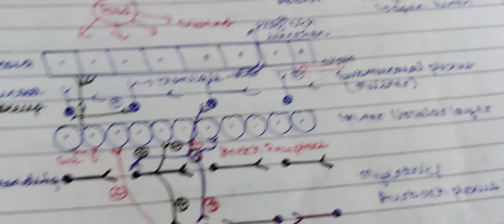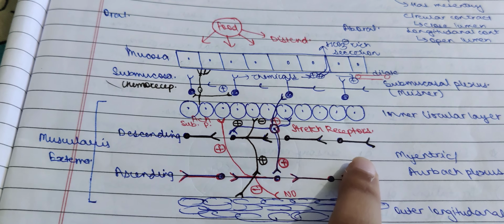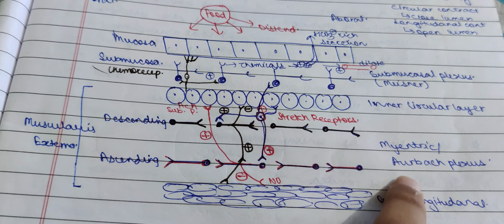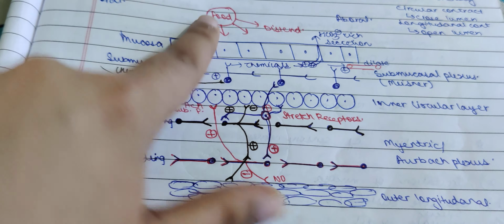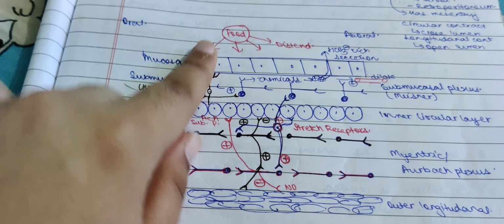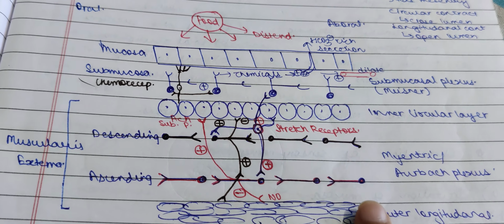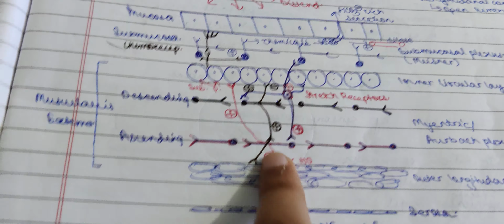In the submucosa we have the submucosal plexus, also known as the Meissner plexus, and between the inner circular and outer longitudinal layers we have the myenteric plexus, or the Auerbach plexus. When the food comes, it will stimulate the stretch receptors present in the myenteric plexus. In the myenteric plexus we have two tracts, the descending tract and the ascending tract.